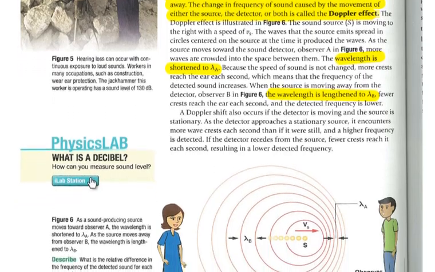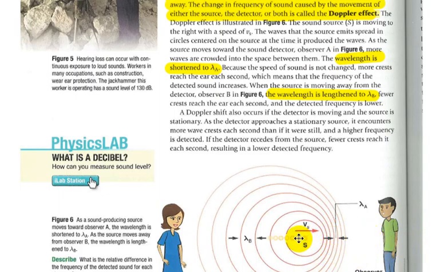The source, which I call S here, or the book calls S, that's what's making the sound, is moving to the right with a speed of Vs. So source velocity, or source speed. The waves that the source emits spread out in circles centered on the source at the time it produces a wave. As the source moves towards the sound detector, which will be this guy or this girl, observer A, more waves are crowded up into the space.